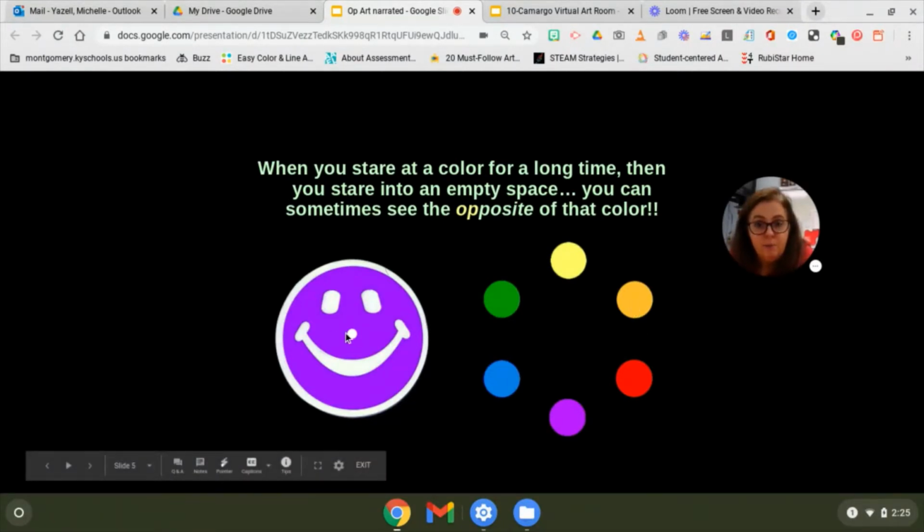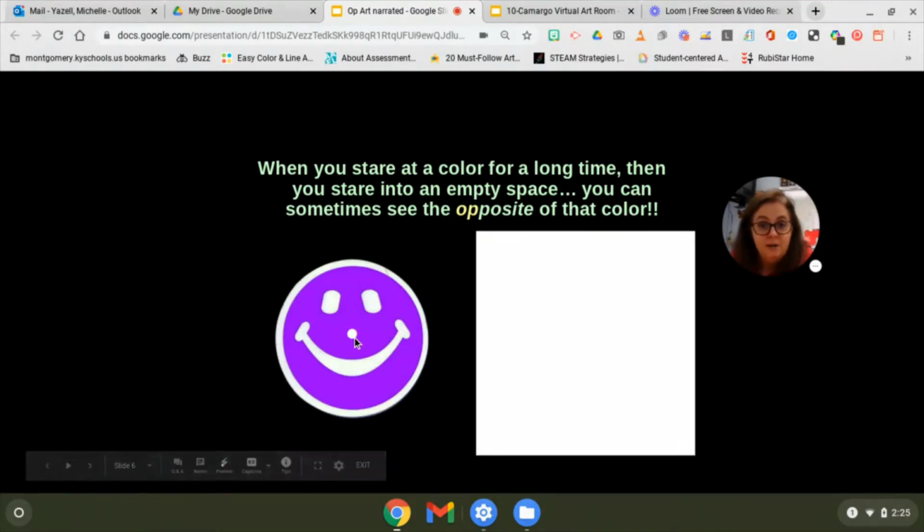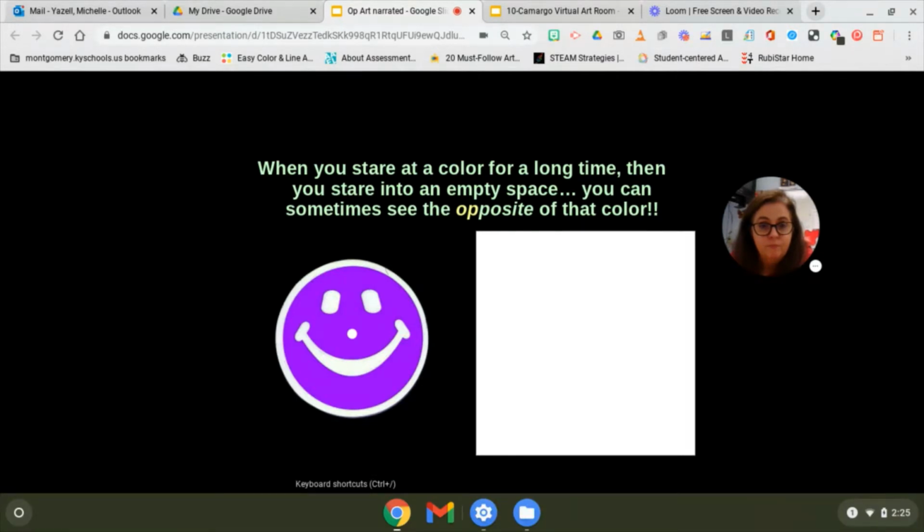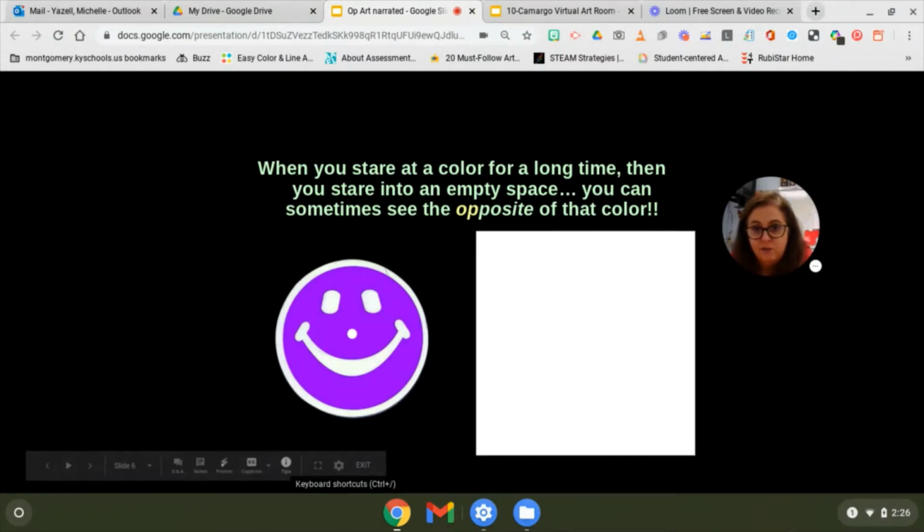So we're going to look at the purple smiley face. When I go to the next slide, you're going to look at the purple smiley face for 10 seconds, and I'll count for you. And then you're going to look to the right at the white space and see if you can see the after image. Stare at his nose. Now stare at the white square. Give your eyes a minute to adjust, and you should see a yellow smiley face on the right.